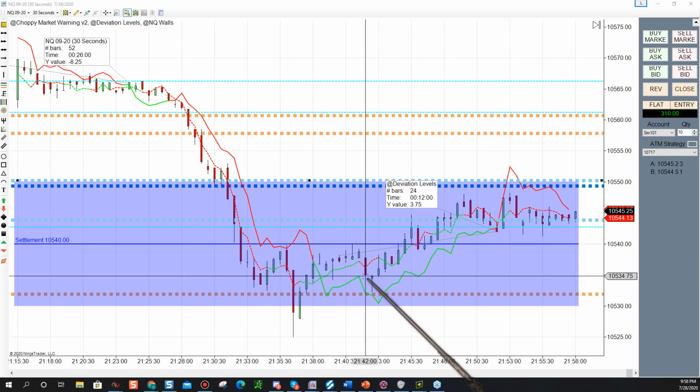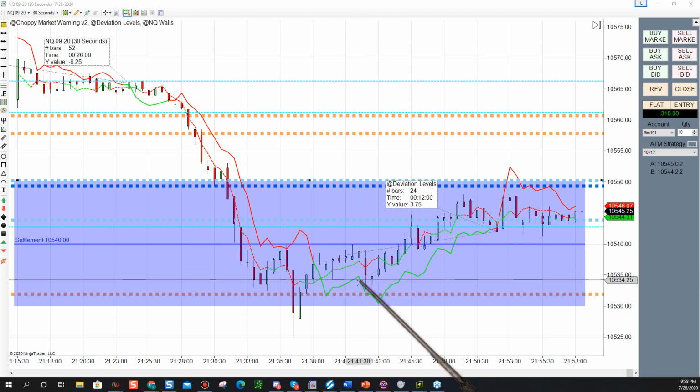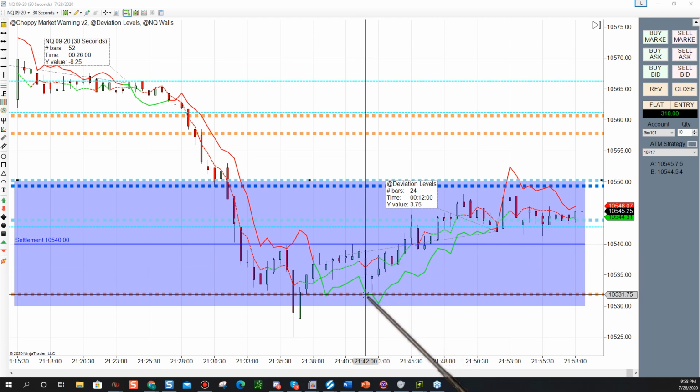Yeah, 2142 didn't close below. Remember, you have to wait for the close, right? So as soon as this bar closes, the volatile trend line moved down to here. As soon as that bar closed, the volatile trend line was here. It had to close below the volatile trend line.